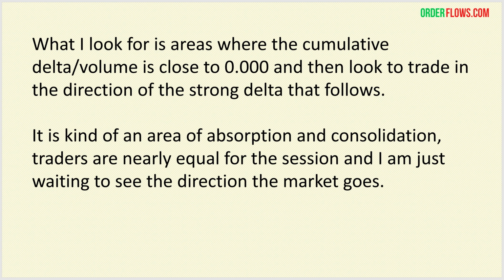Now, what I look for is areas where cumulative delta divided by cumulative volume is close to 0, basically almost at 0.000. Then I look for a trade in the direction of strong delta that follows. It's kind of an area of absorption and consolidation. Traders are nearly equal for the session, and I'm just waiting to see the direction of the market.